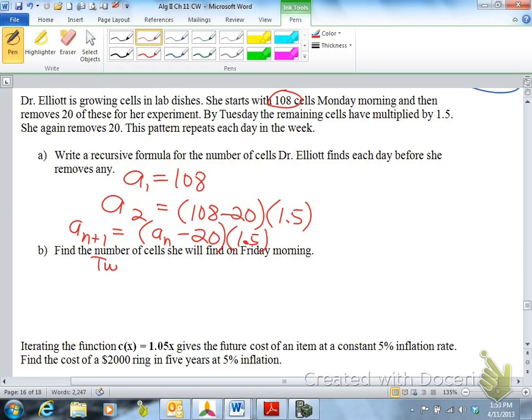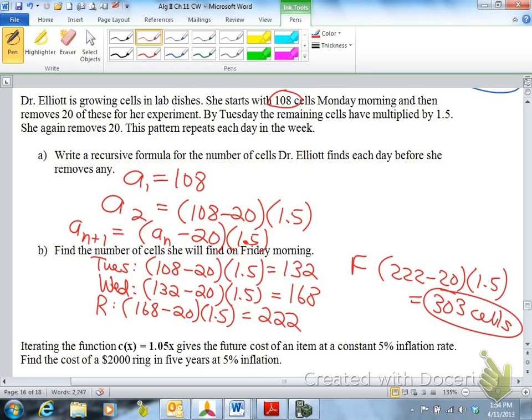On Tuesday, she would have 108 minus 20 times 1.5. On Wednesday, she would have whatever this initial result was, minus 20 times 1.5. And the pattern keeps going, so see if you could finish the pattern and find the result for Friday morning. 303 cells.